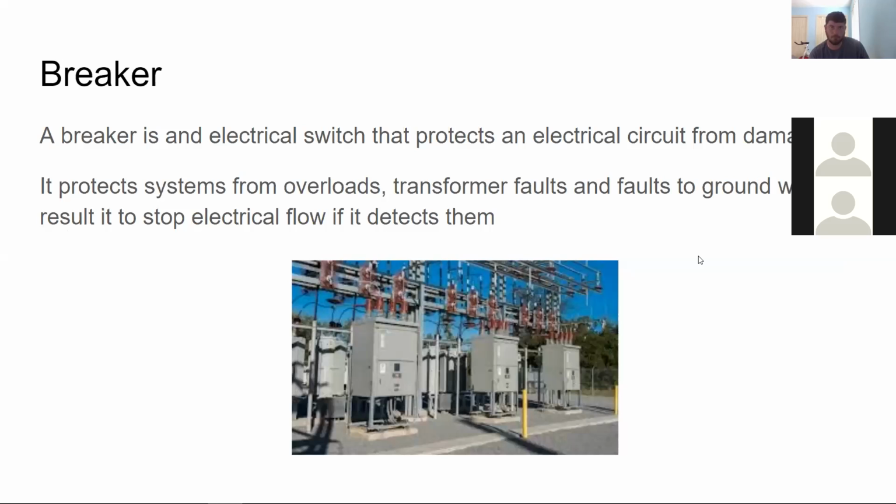All right, breaker. A breaker is an electrical switch that protects an electrical circuit from damage. It protects systems from overloads, transformer faults, and faults to the ground, which results in it stopping electrical flow. Okay.